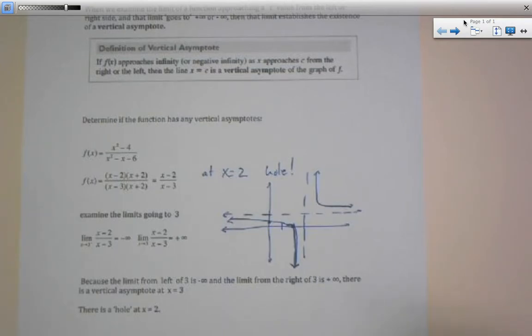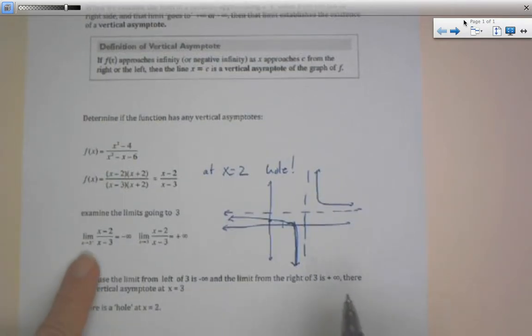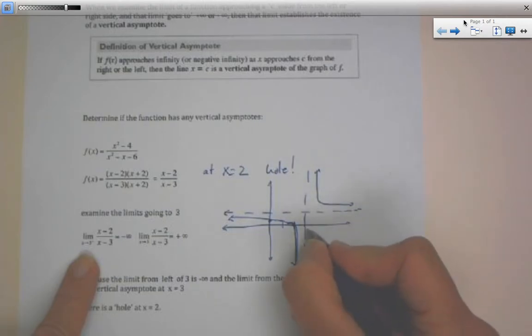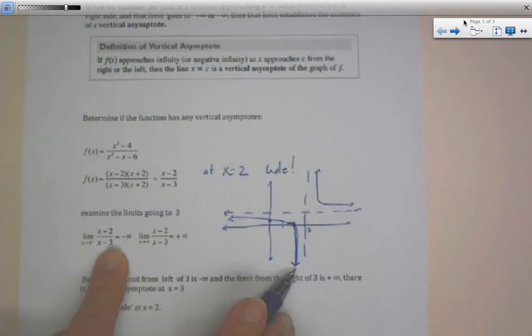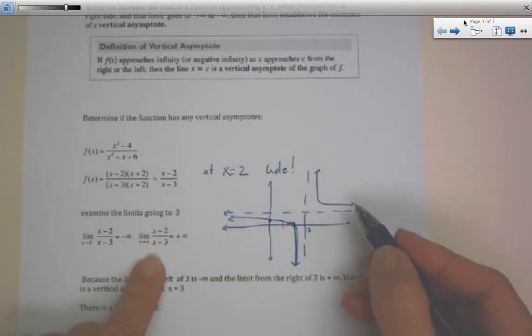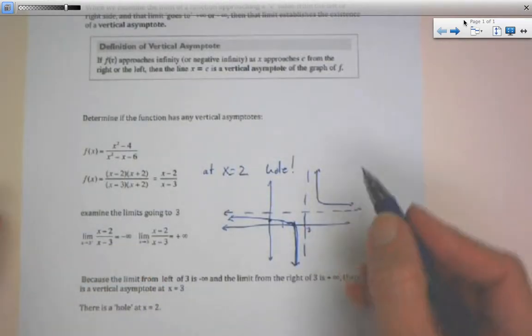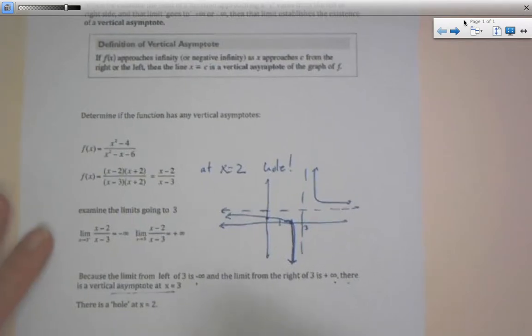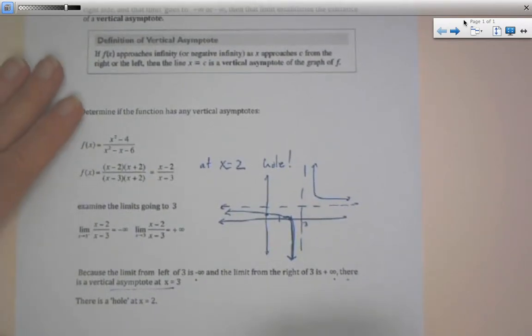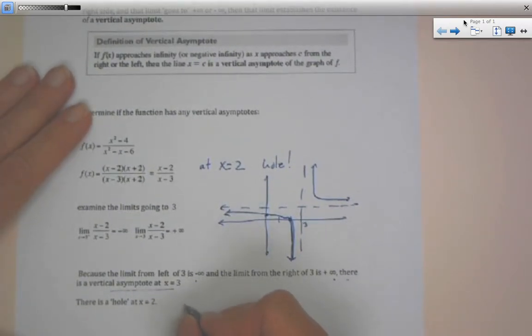All right, so as x approaches 3, coming from the left side of 3, it goes to negative infinity. And as x approaches 3, coming from the right side, it goes to positive infinity. Because the limit from the left is negative infinity and the right is positive infinity, there is a vertical asymptote at x equals 3.